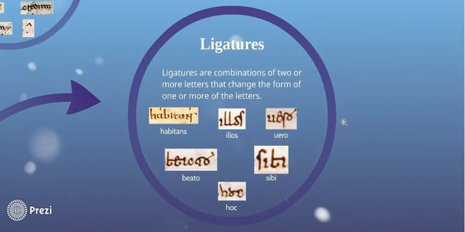Ligatures are combinations of 2 or more letters that change the form of one or more of those letters. Here in this example, habitans, the N and the S are combined to make what looks like its own distinct separate letter. Here in Ilios, the O extends far above where it normally would sit in order to connect with that tall S letter form.